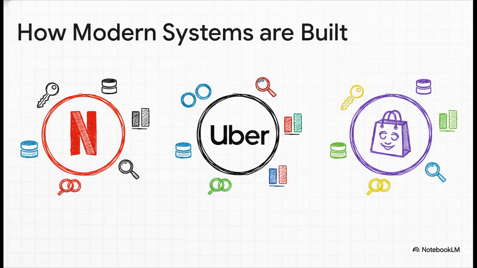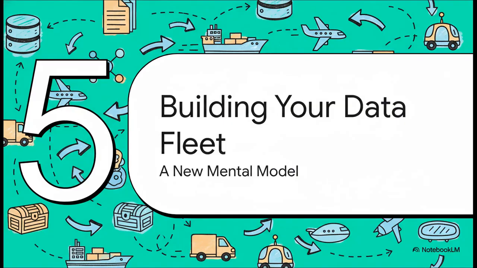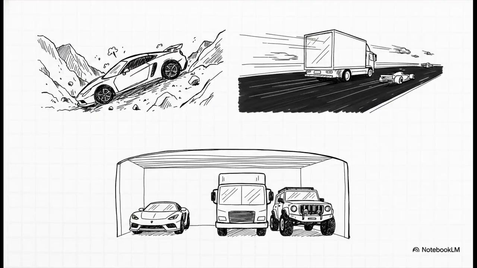And look, this isn't just some academic theory. This is how the absolute biggest systems on the planet are built. Netflix, Uber, Shopify, they don't use just one database. They use a whole portfolio of them, each one carefully chosen and optimized for a different piece of their massive operations. Okay, so what does all this mean for you, whether you're that startup founder or developer at a huge company? It means you need to stop thinking about picking a single database and start thinking about building your data fleet.